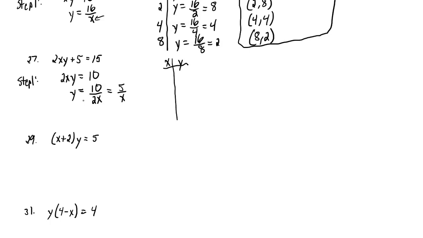0 is a restricted value, but I think that x could be 1. So this is y equals 5 over 1, which makes 5. And this is the ordered pair 1 comma 5.